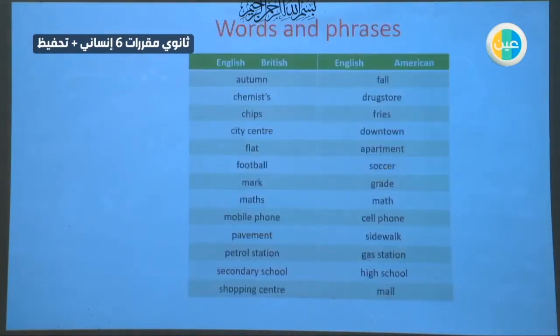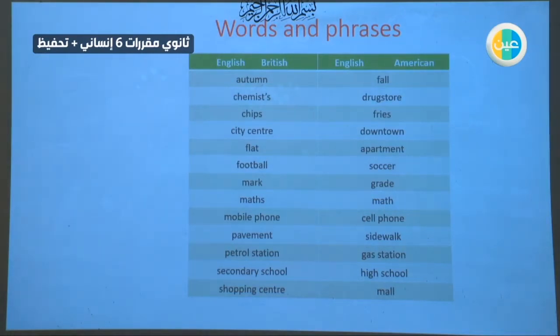Okay. The second thing we have is not spelling, it's different words and phrases. First word is autumn. Autumn is one of the seasons. We have 4 seasons. Now we are in spring season. The leaves of the trees fall and everything becomes orange. The American English, they call it fall. Fall season. Chemist, drugstore.